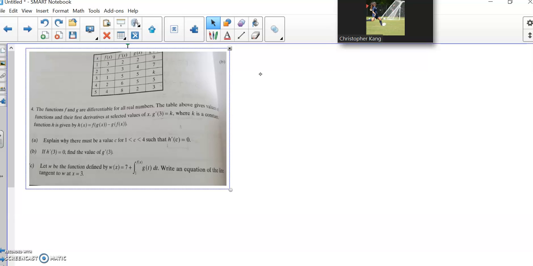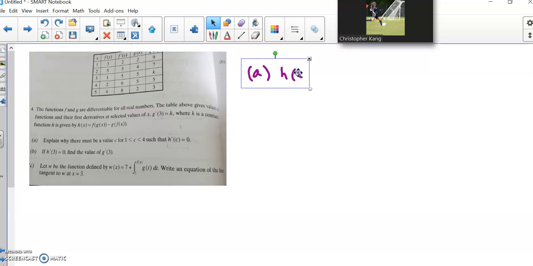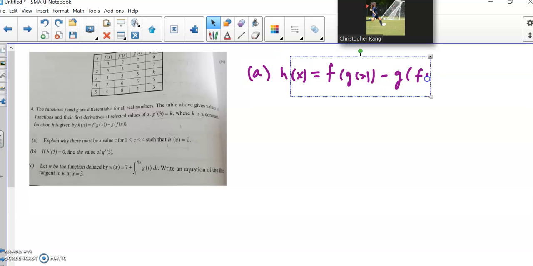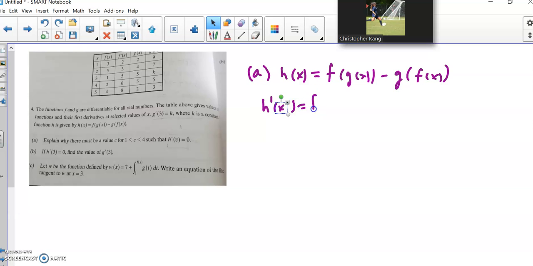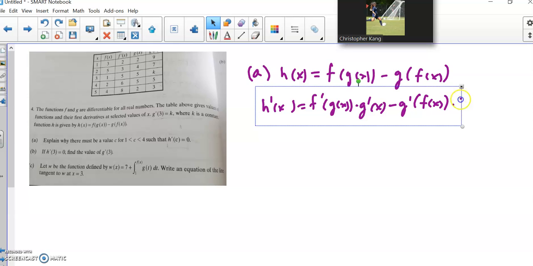This looks like a mean value or specifically a Rolle's idea here. So going through this, if I take h of x equal to f of g of x minus g of f of x, if I take the derivative of this function, I'm going to get f prime of g of x times g prime of x minus g prime of f of x times f prime of x.